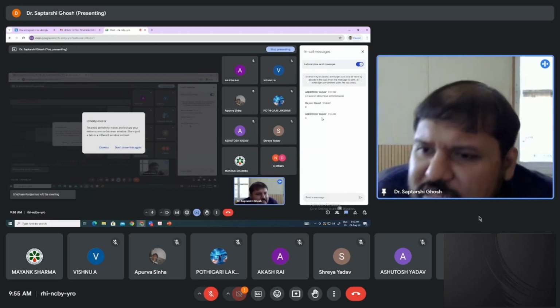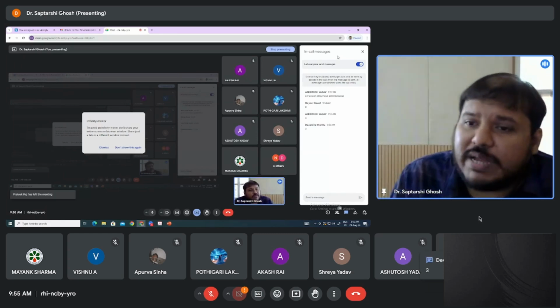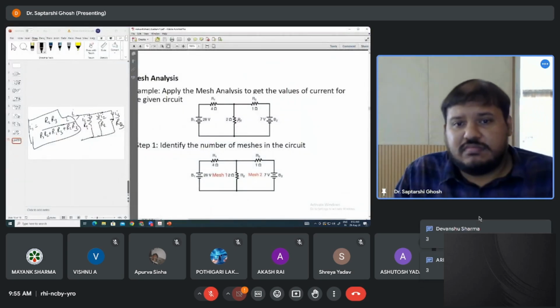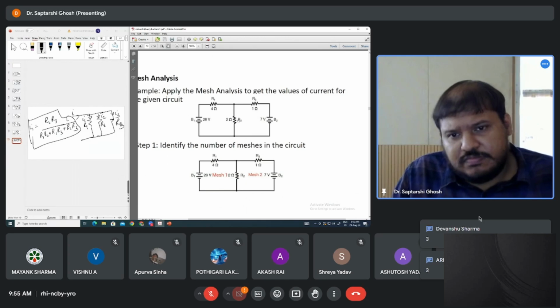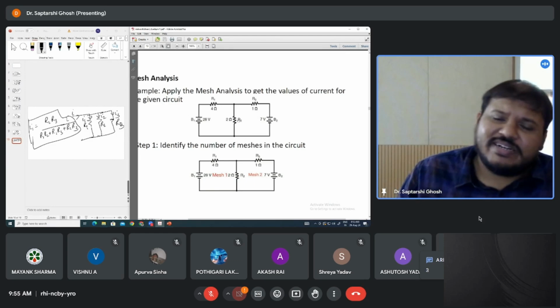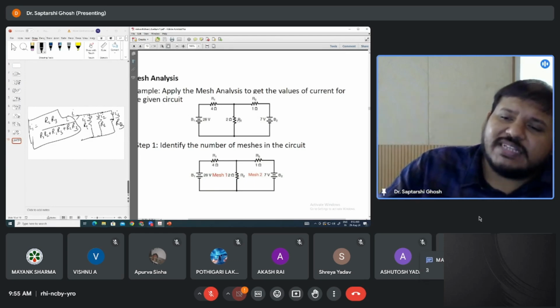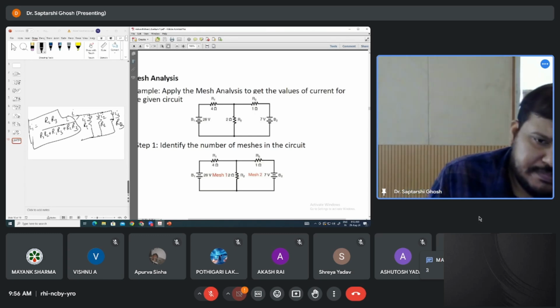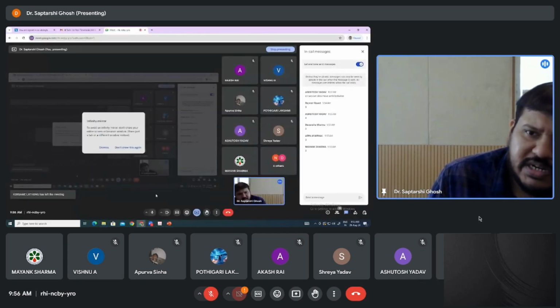Rajveer is saying 3, Asutosh is saying 4. I am talking about branches. Clearly write: nodes this many, branches this many. Arin is saying 3, Mayank 3. Branch 3.